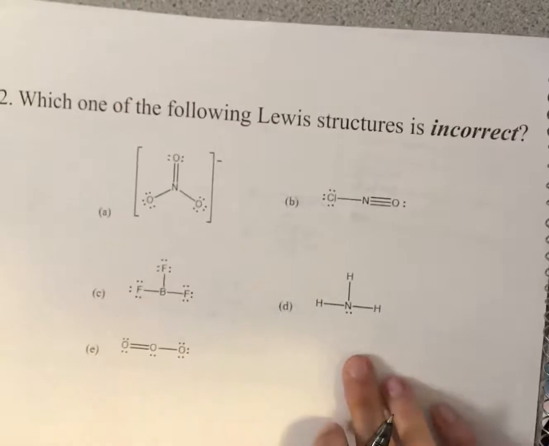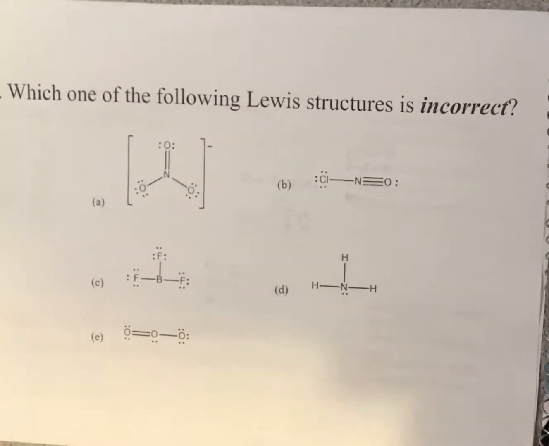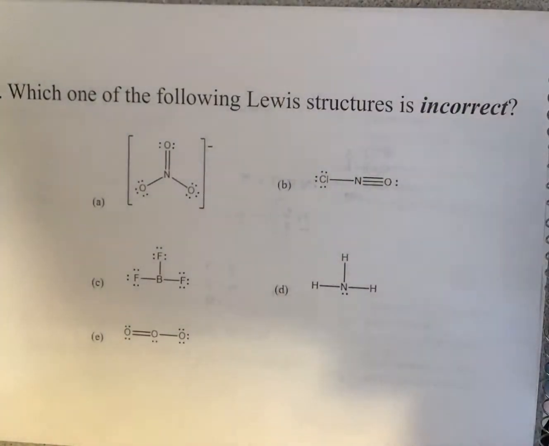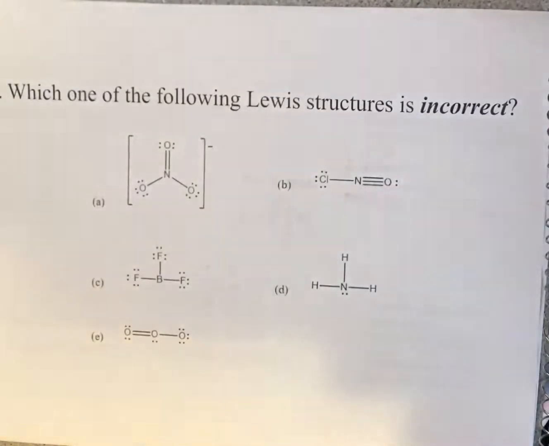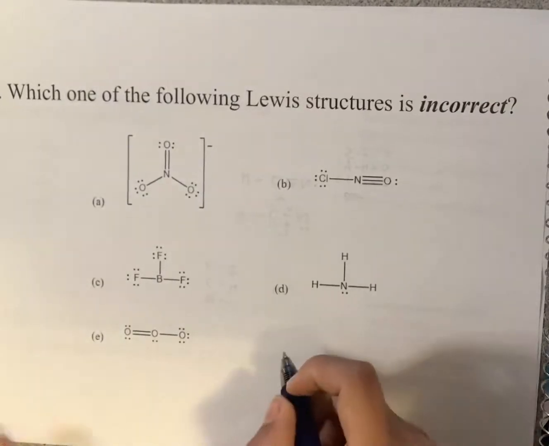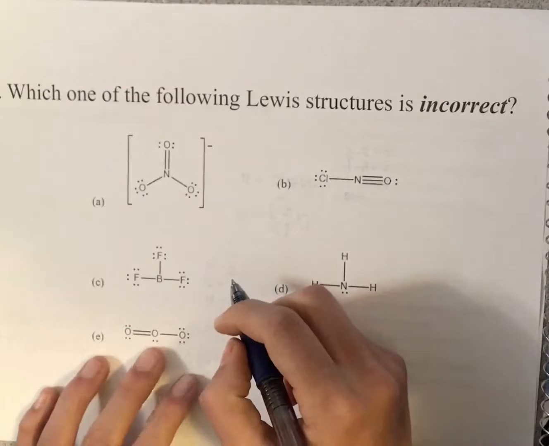So this one, we get to determine which of the following Lewis structures is incorrect. So what we need to do here is we will determine which one is wrong based on the number of total electrons. That seems to be pretty much the easiest way to do that. So it's a little tedious, but it'll get you the right answer.